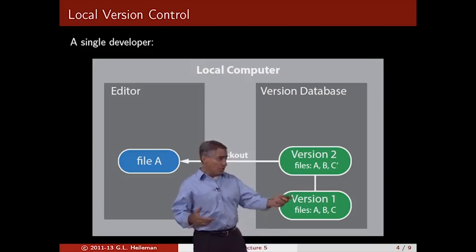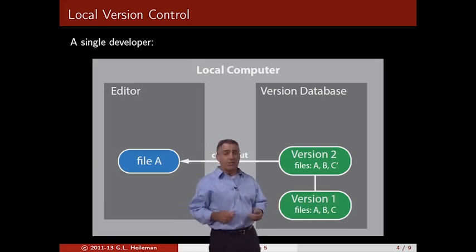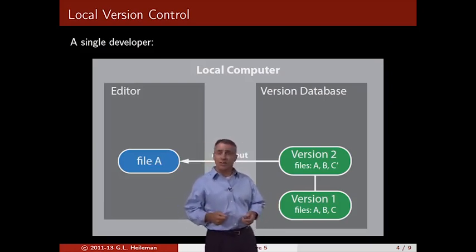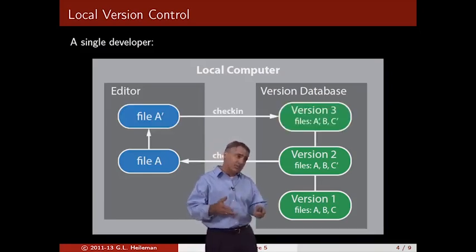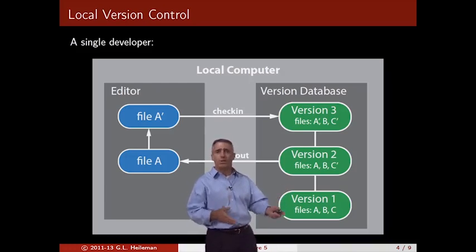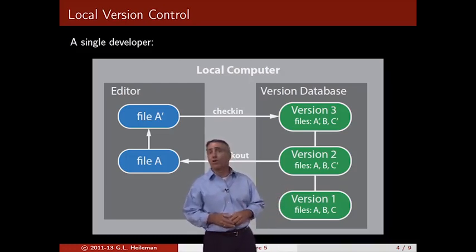Now what happens if you want to check out file A, let's say, from version 2 and edit it and change it? You make those changes and you stick it back into the file system. And it's very easy for you to go and pull some other version out of that version database.